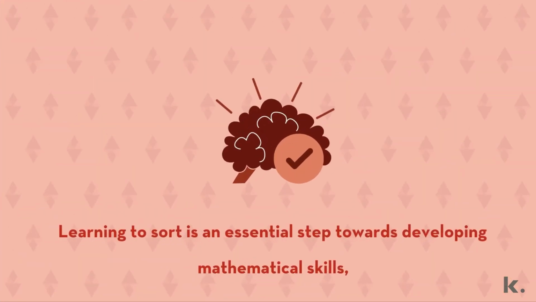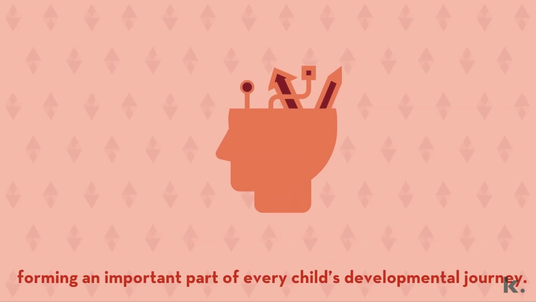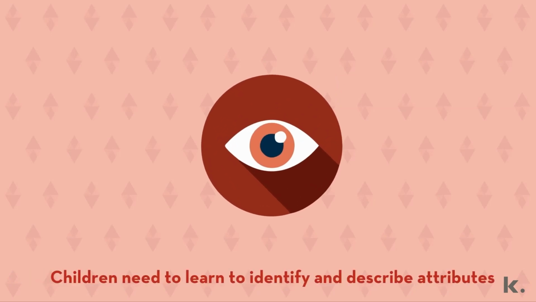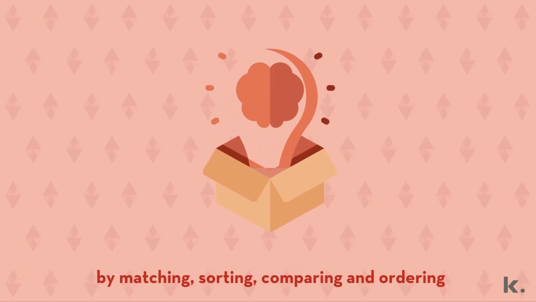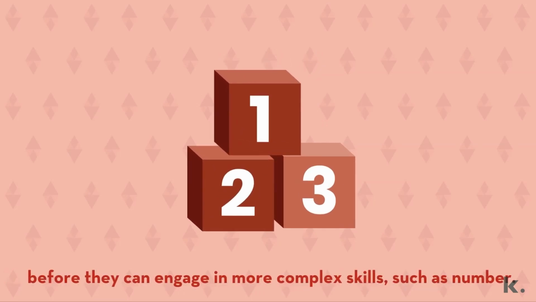Learning to sort is an essential step towards developing mathematical skills, forming an important part of every child's developmental journey. Children need to learn to identify and describe attributes by matching, sorting, comparing, and ordering before they can engage in more complex skills such as number.